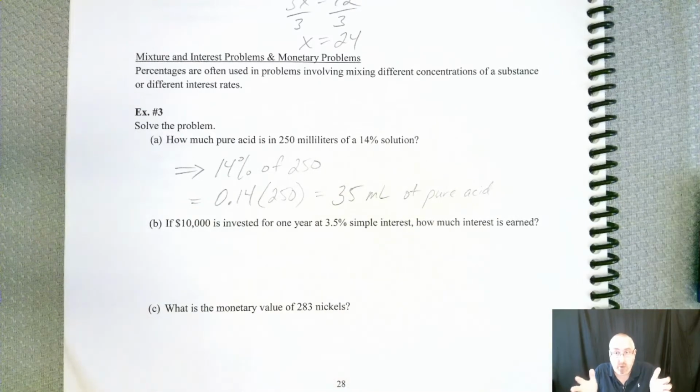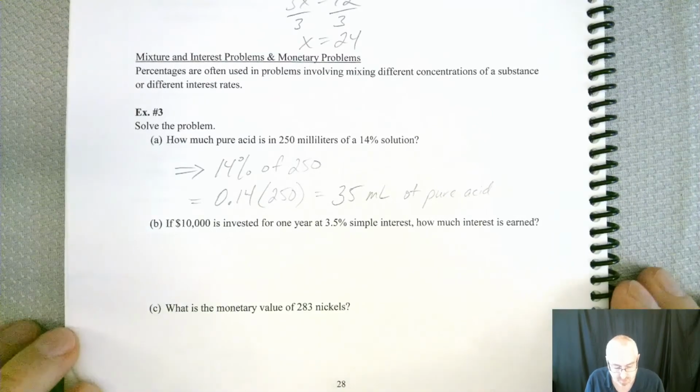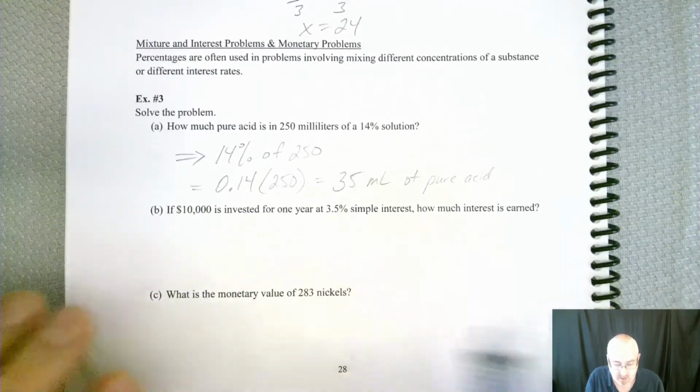So you got 250 milliliters of mixture, but 35 milliliters of that 250 milliliters is pure acid. The rest of it's water or whatever else they mix it with. So, all right. So all we're doing is multiplying. All right, let's see what the next one looks like.